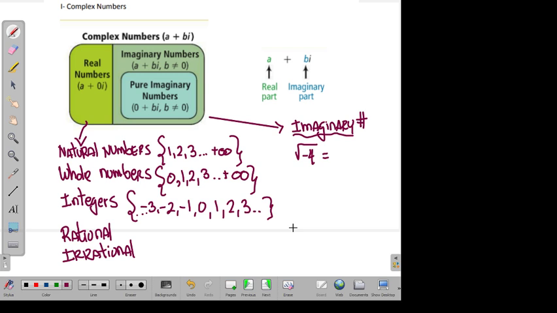Positive 2 times positive 2, positive 4. So you will never get negative 4. It has to be the same number. So we come up with a brilliant idea. And the idea is to separate what's inside into two sections.